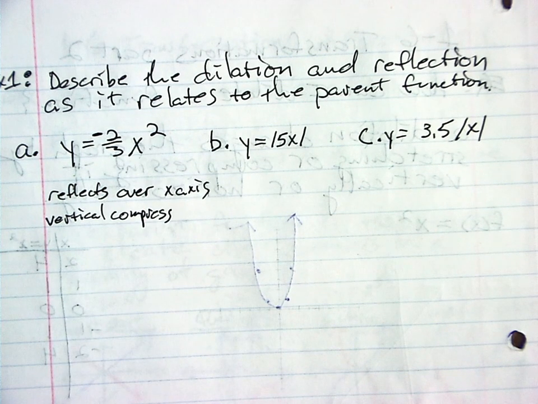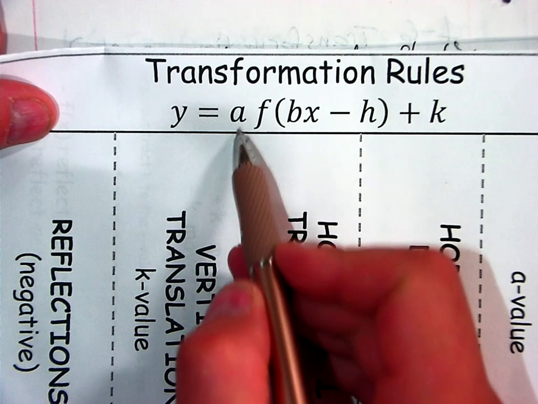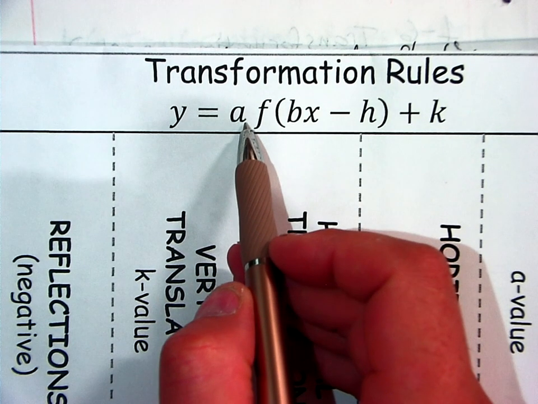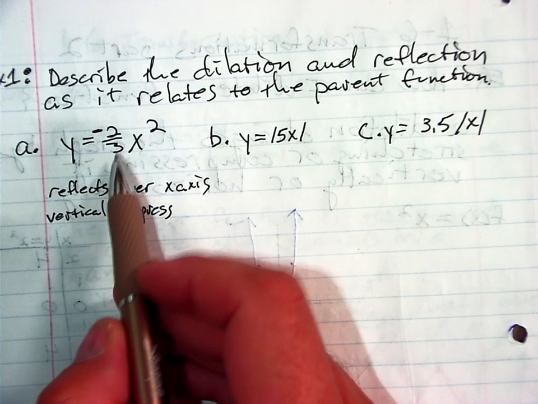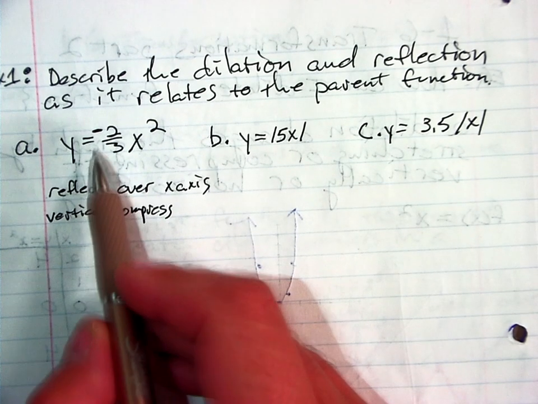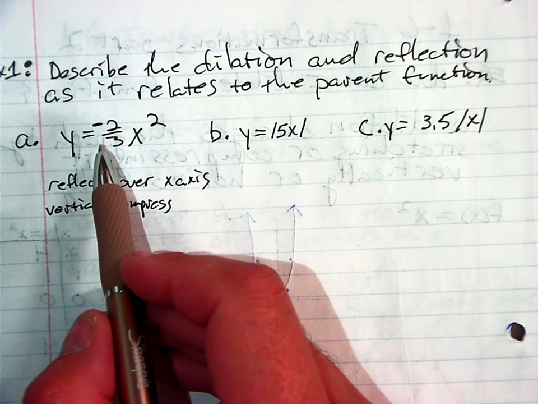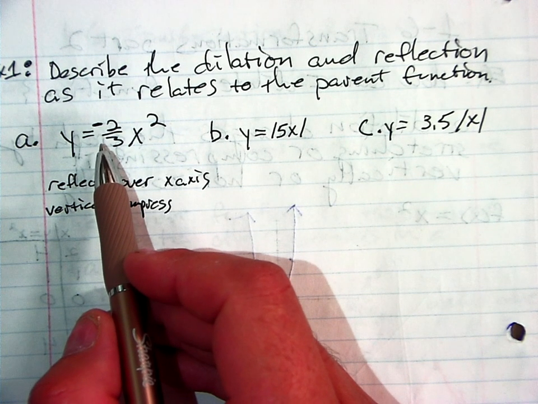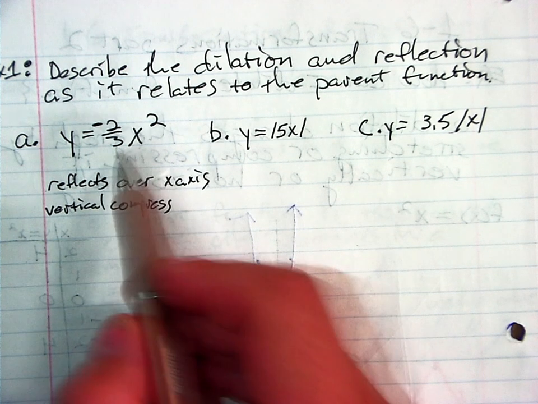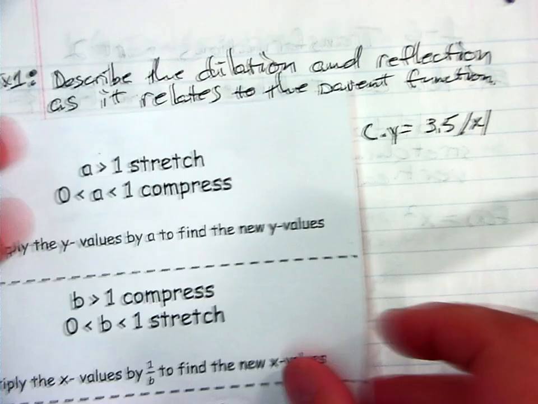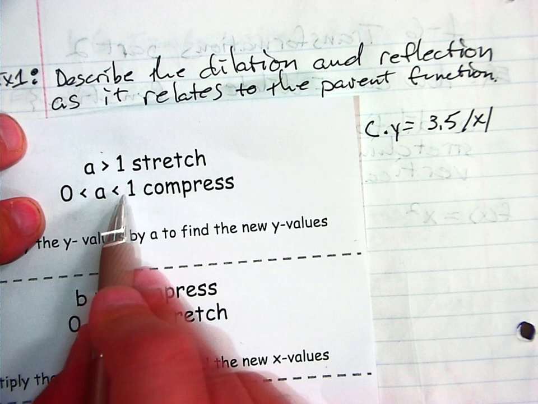So if we go back to our sheet here, maybe let me fold it. If we go back here, if your A term is negative, it flips it over the x-axis. It reflects it over the x-axis. So this is our A term right here, 2/3, and it's negative. So it's going to flip over the x-axis. So this parabola is going to be frowning. It's opening down. So now the 2/3 is our A term, and isn't 2/3 a fraction?